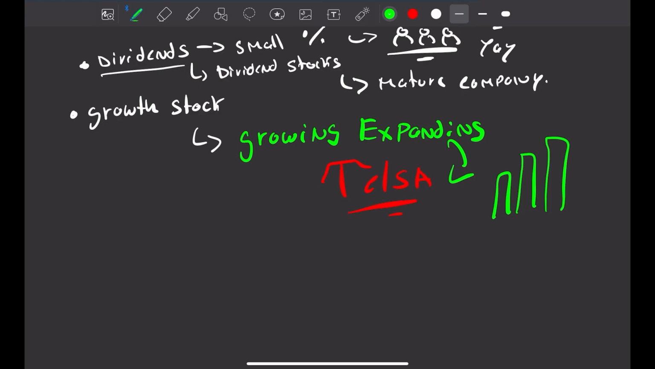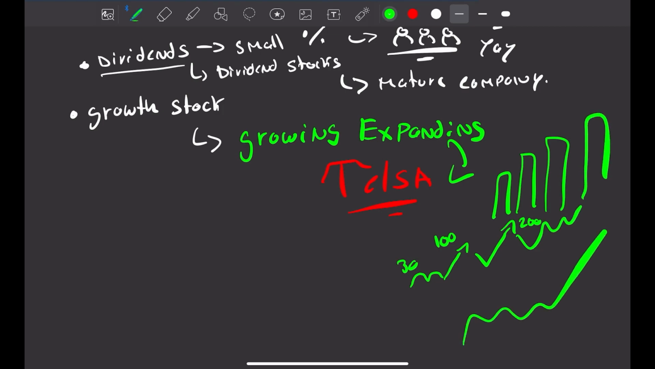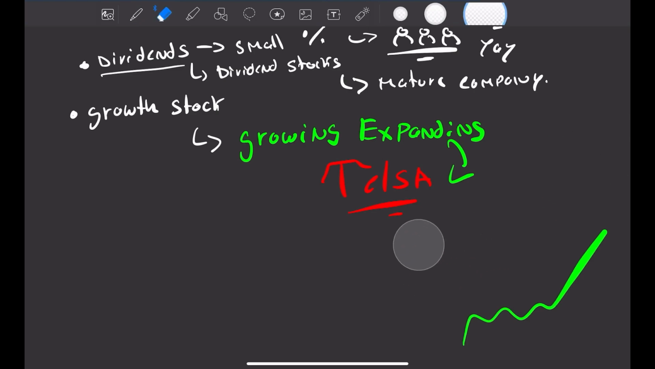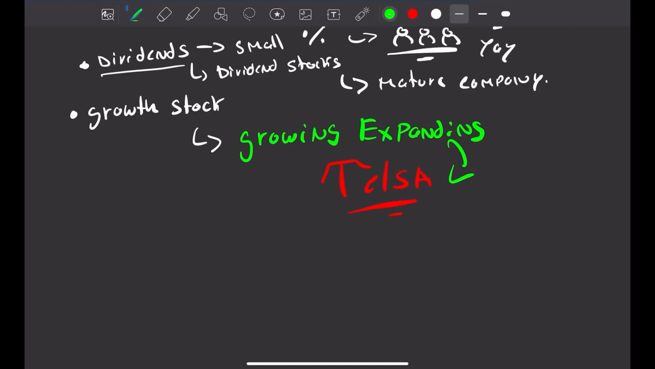So instead, they don't pay a dividend, but the stock is growing. Let's say $30 here, and then it goes to 100 because they announce a new vehicle, and then a new model, 200, and they keep expanding due to the revenue, and so on. They keep going up because they're expanding their markets, and they have no limit. Until they reach a limit, they might not pay a dividend, and yeah, that's just the simplest way to explain it.